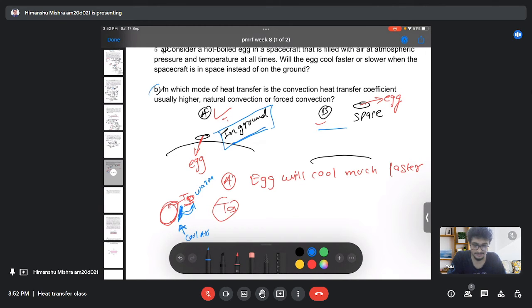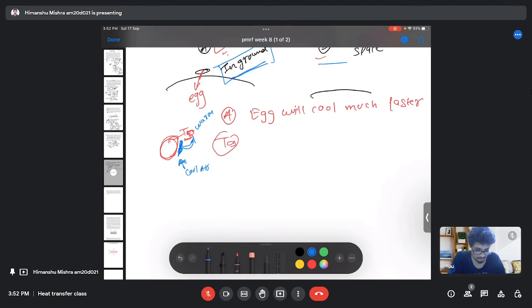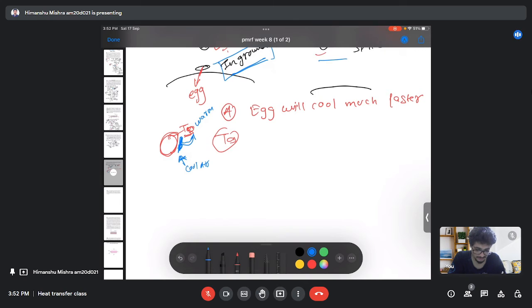Statement B asks: in which mode of heat transfer is the convection heat transfer coefficient usually higher, natural convection or forced convection? We have already discussed the mechanism of free convection in a brief manner. This mechanism involves the flow of warm air upward, which is eventually replaced by the cool air.